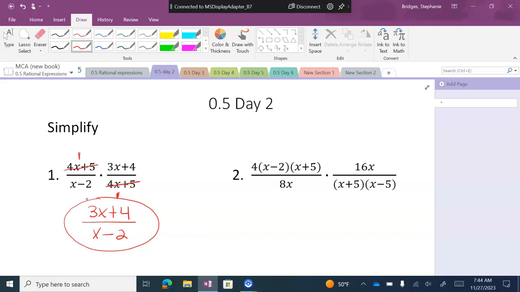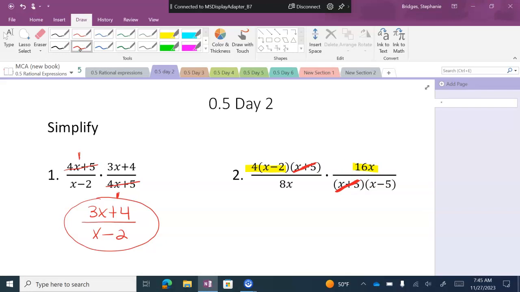It's already factored? Right. So what I would recommend is looking at any binomials that are exactly the same, one at the top, one at the bottom, and going ahead and let's get rid of those. What do you notice is the same? X plus 5. Okay, so I'm going to cancel the two x plus 5s. And I'm going to multiply everything that's left. At the top of the first fraction, I have this 4 and the x minus 2. And at the top of the second fraction, I have 16x. So what I'm going to do is I'm going to multiply those.